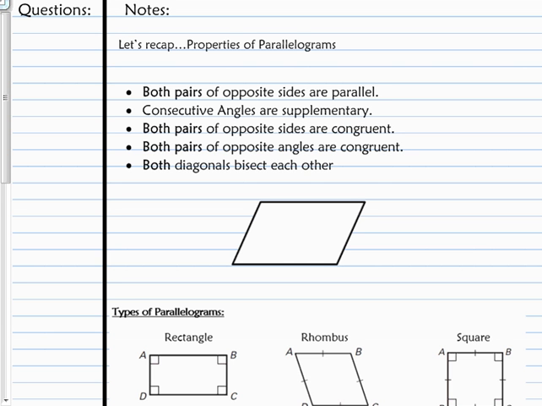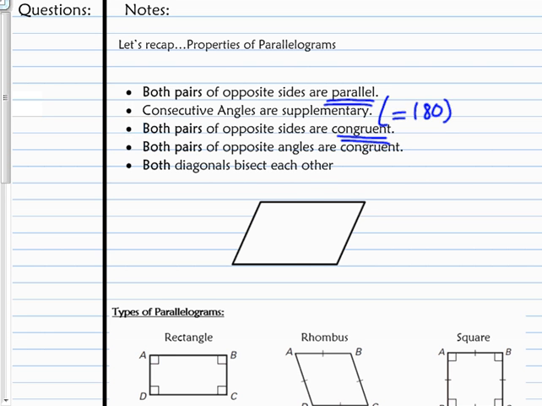So let's recap what makes a parallelogram. If I tell you something is a parallelogram, that means that both pairs of opposite sides are parallel. So you might want to be highlighting or underlining some of the stuff that I will be. That means the consecutive angles are supplementary, or they add up to 180. Okay, or you could write that they equal 180. Both pairs of opposite sides are congruent.